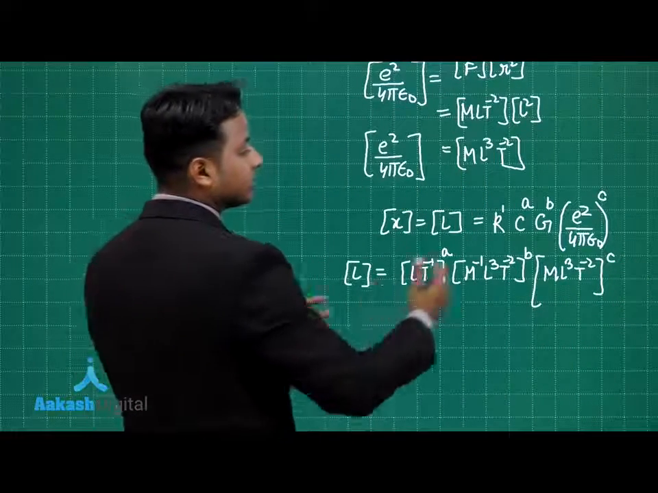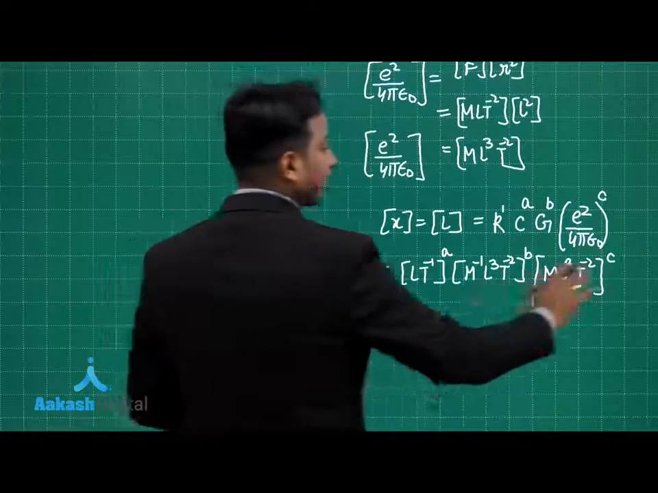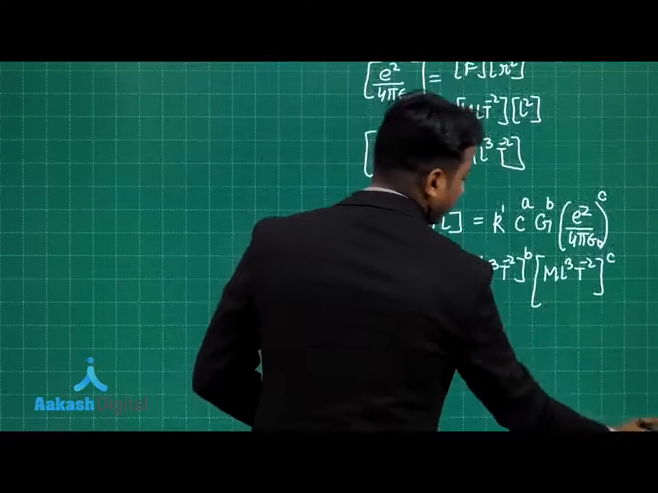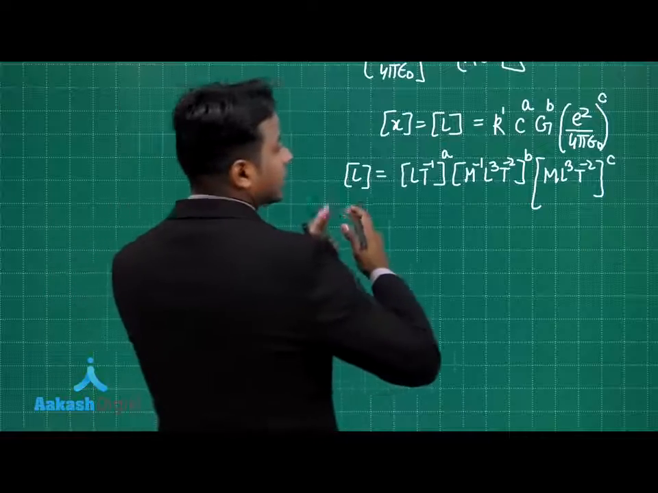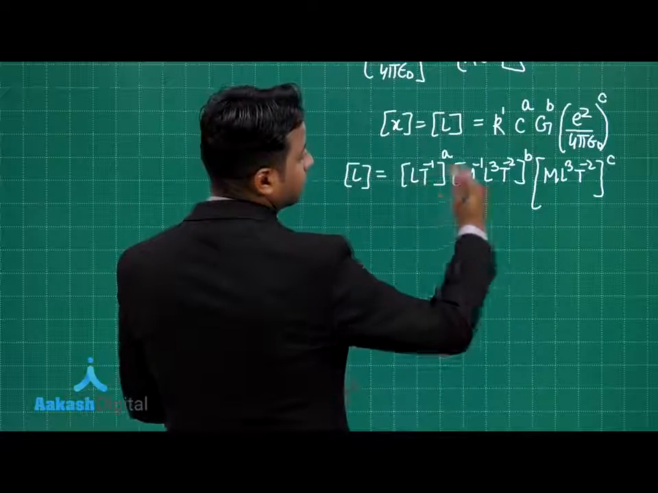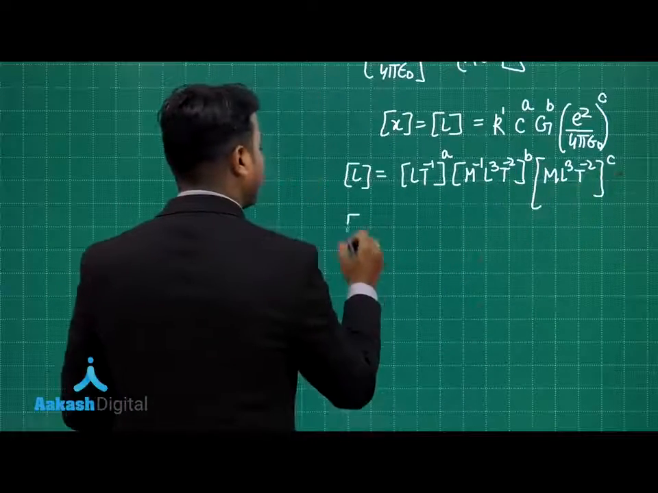I hope this is very clear to you. So let's try to solve it further. What do we have? Let's sum this equation in the form of M to the power, L to the power and T to the power, and what do we get?